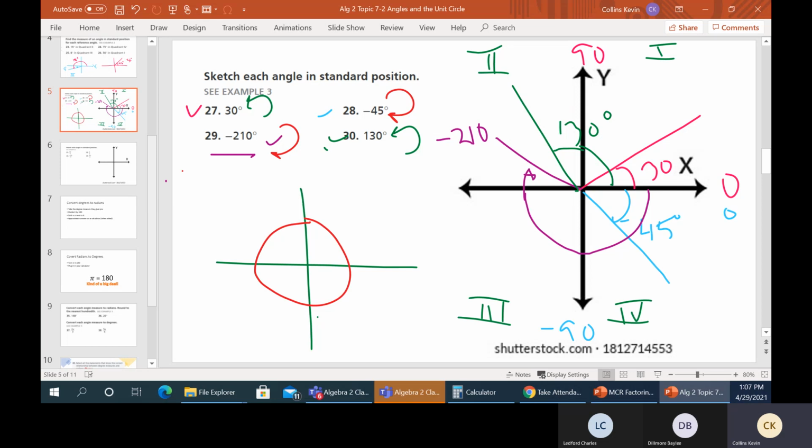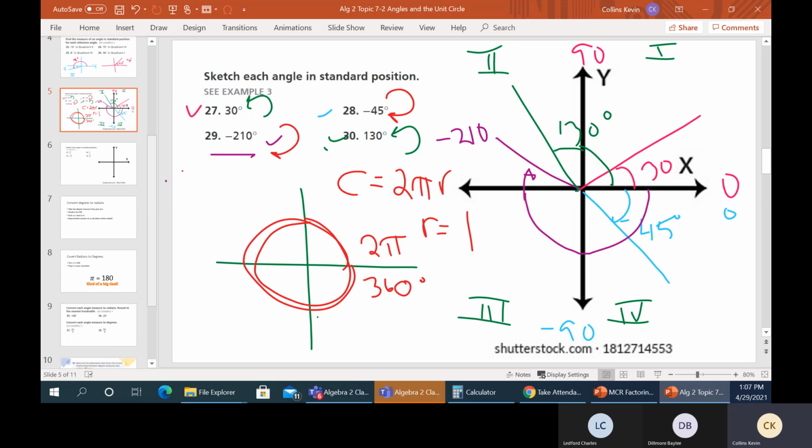Okay, we get that. Now let's talk about the circumference of a circle. Remember, circumference is the distance around, right? So the circumference of a circle is 2 pi times the radius. Well, in this case, let's make the radius equal to 1. So that means one trip around the circle is 2 pi. And one trip around the circle is 360 degrees. Okay?